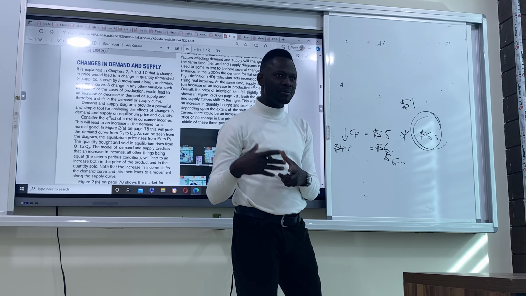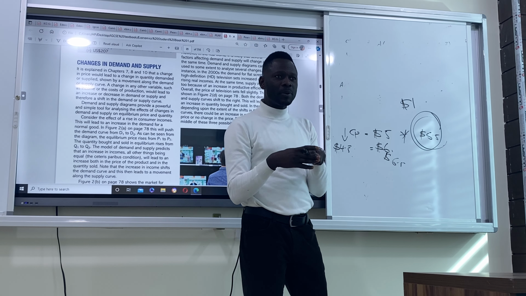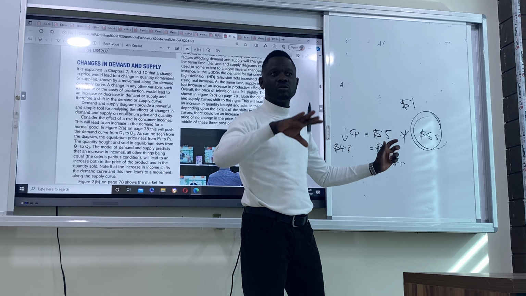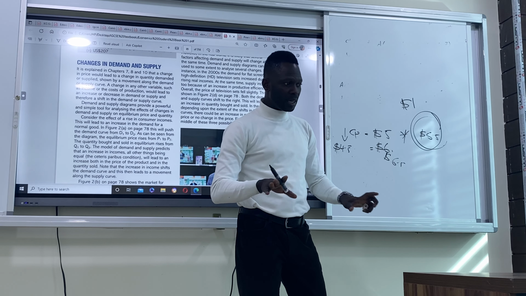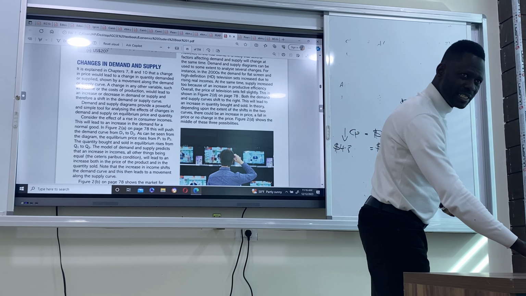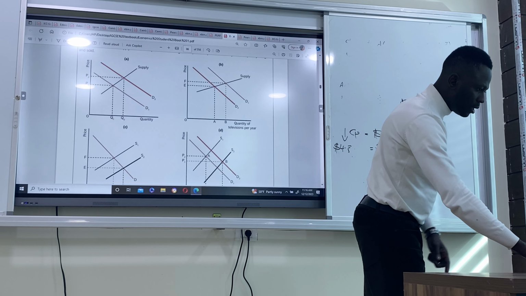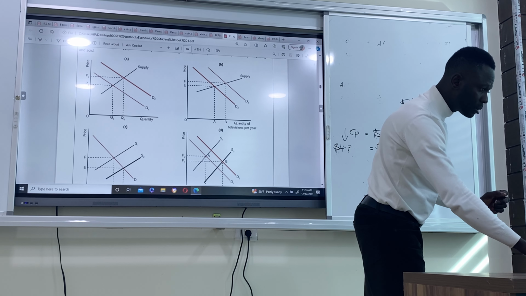other factors that affect demand. And for changes in supply, it could be about price and other factors like the cost of production that could change the supply curve. Clear? Do I need to add anything about this? No, clear, okay? So we move on. So that's the graph representing what we just talked about.